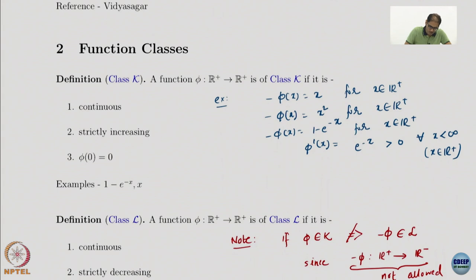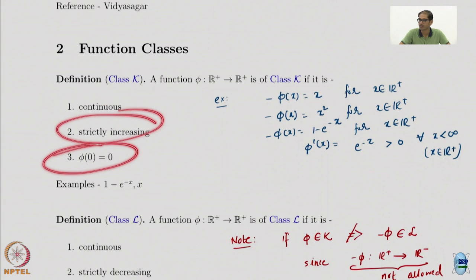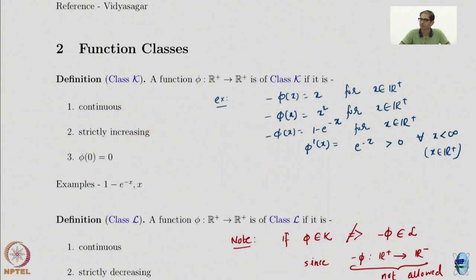The first one is a class K function. All of these functions are defined from R plus to R plus, so non-negative reals to non-negative reals. R plus denotes non-negative reals, so 0 is included in this set. A function phi is of class K if it is continuous, strictly increasing, and it is 0 at 0. That's it, only these three conditions.